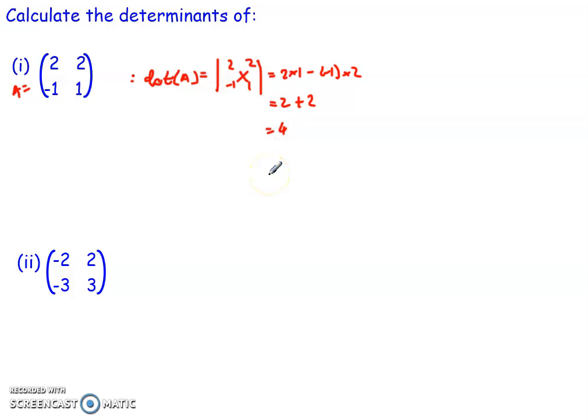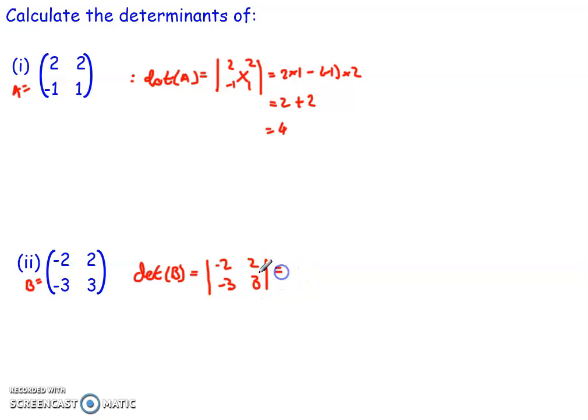So again, if this matrix were to be used to represent a system of linear equations, I'd get a solution. Second one here, same set of steps. Let's call this B to avoid any confusion. So the determinant of B is equal to the determinant of negative 2, negative 3, 2, 3.